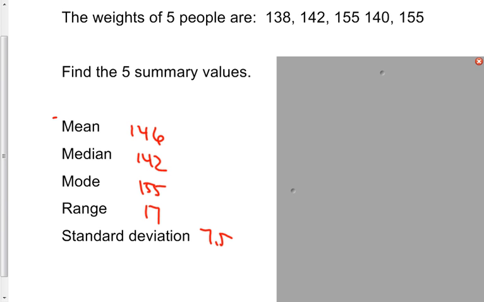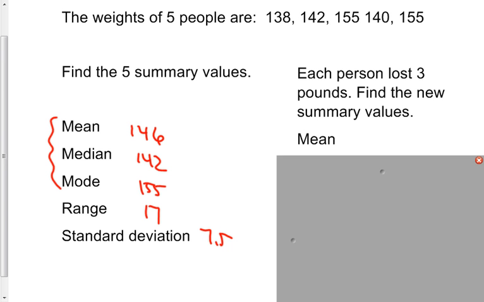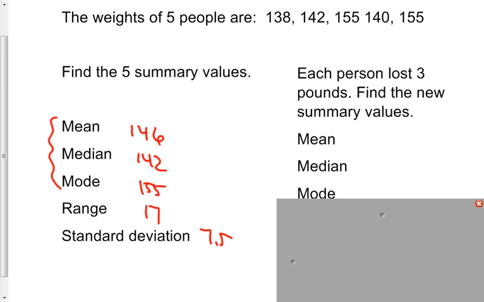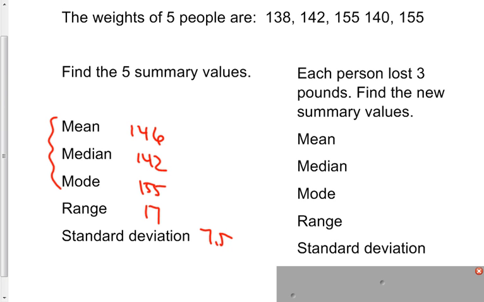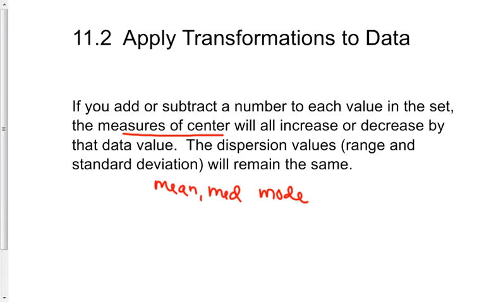The 3 that we're going to be keying on are these 3 right here, mean, median, and mode. So now here's what this section is all about. Each person lost 3 pounds. Find the new summary values. This is exactly what we're being asked in this particular section, applying a transformation to data. So the rule says if you add or subtract a number to each value in this set, the measures of center will all increase or decrease by that same data value.